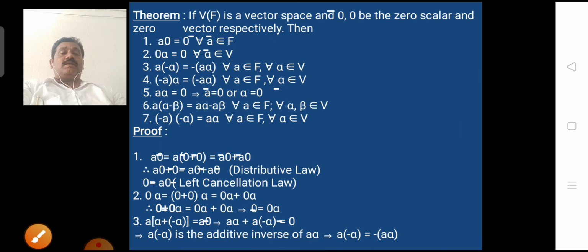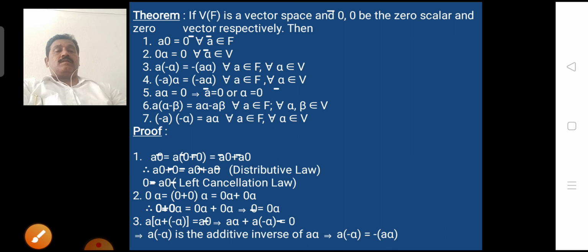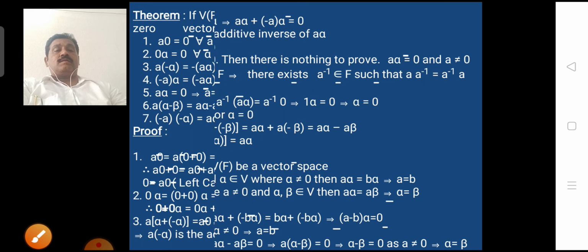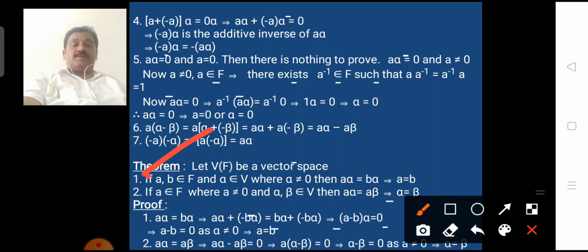And we learn two more theorems, and this is the first one, and this is the second theorem. So this is an outline about properties of vector space.